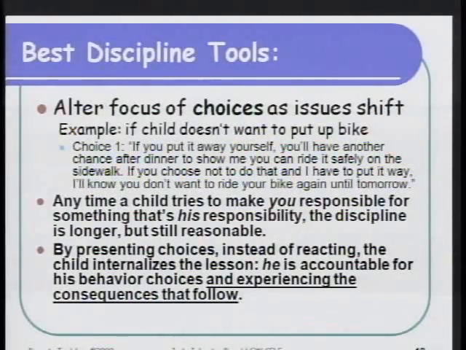By presenting choices instead of just yanking the bike out and putting the bike up or throwing it away or whatever, yeah, those reactions will certainly drive home the point. But because the focus then gets to be on us and what we're doing to the child, they tend to focus more on what we're doing to them as opposed to looking inside and saying, okay, what are my choices? And if I want to ride this bike, what do I need to do? So by presenting choices instead of reacting, we hold them accountable for their behavior choices and for experiencing the consequences of whatever choice it is that they make.